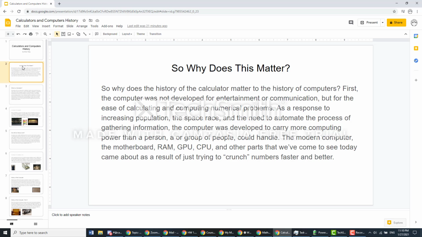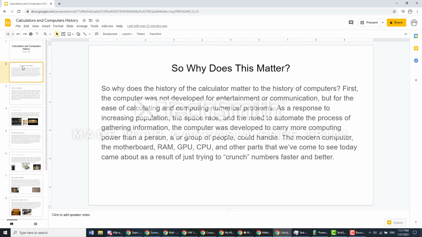First off, the computer was not developed for entertainment or communication, as most people in this field know, but they were made for the ease of calculating and computing numerical problems. A big historical aspect of this is the space race, where people were creating giant supercomputers to crunch numbers so that spaceships can make it all the way to the moon, or just launch satellites. That's a big event. There are other events such as business related, but they are not as memorable.